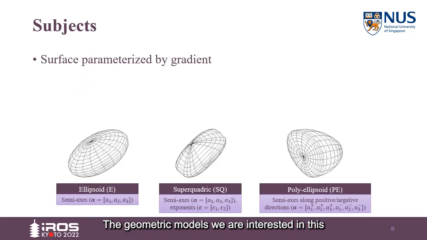The geometric models we're interested in this work are convex bodies with smooth boundary. We're using three representative models, ellipsoids, superquadrics, and polyellipsoids, as examples for illustration purposes.